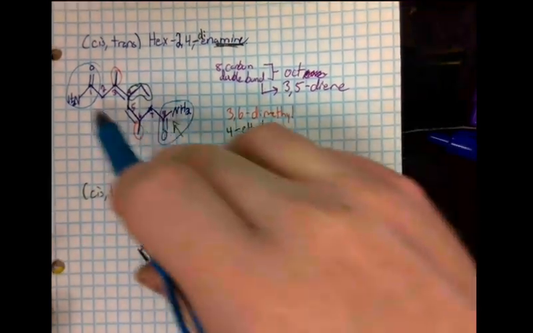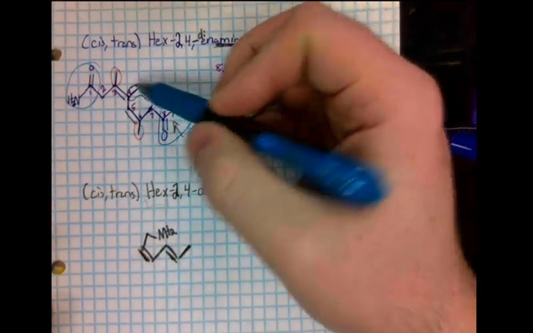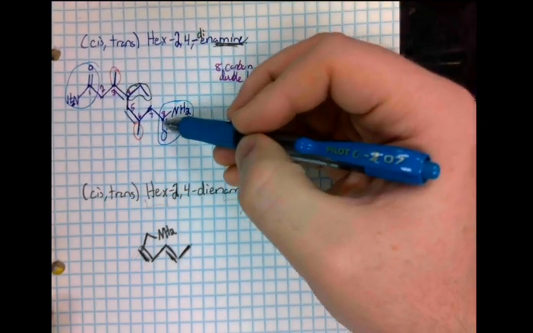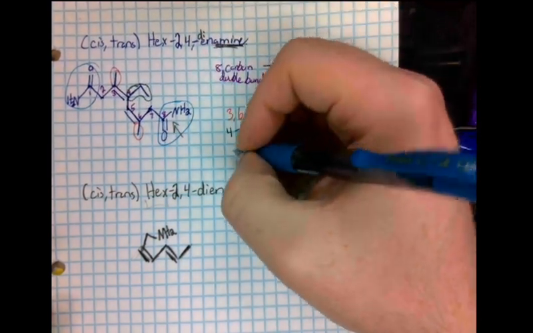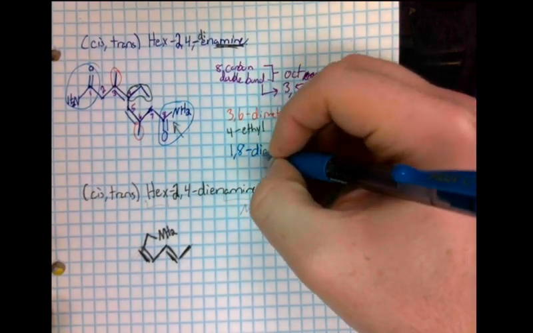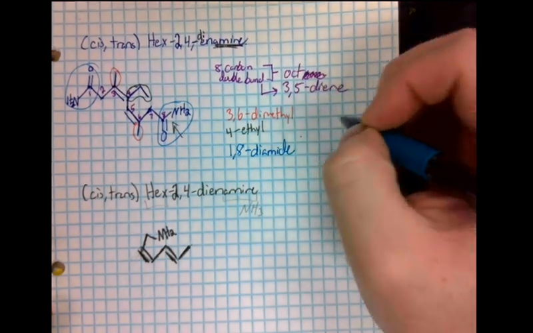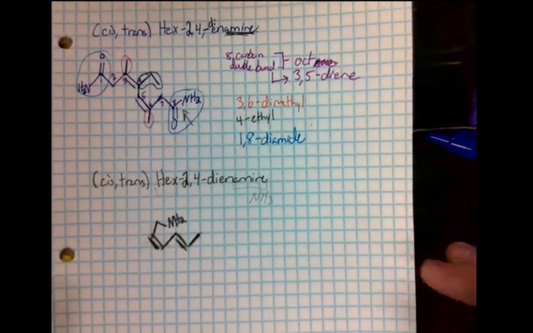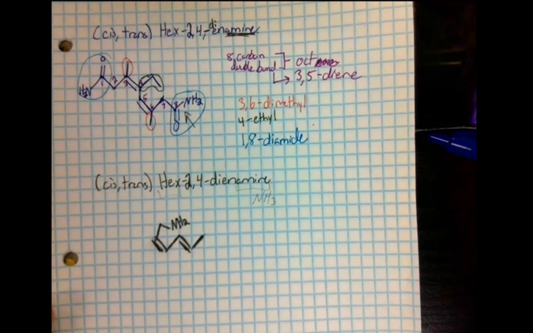Anyway, these guys right here are amines, but they're attached to a carbonyl carbon. They're attached to double bonded oxygens. So that means that on position 1 and 8, those are not actually amines. That would be diamides. You change it to IDE instead of INE if it is attached to a carbonyl carbon.